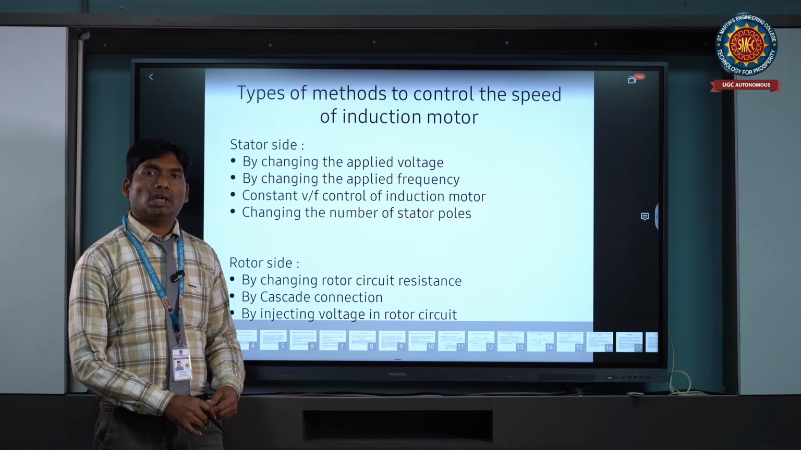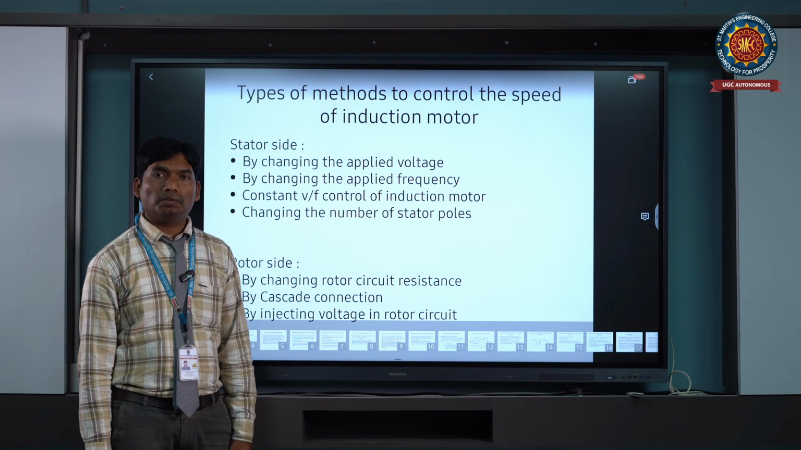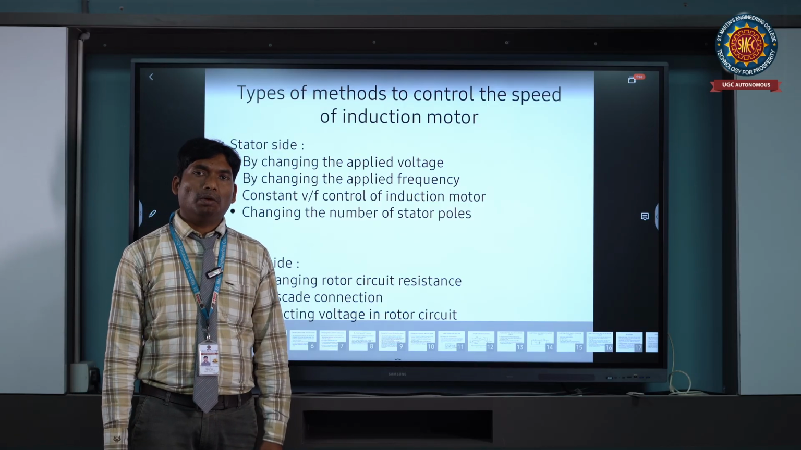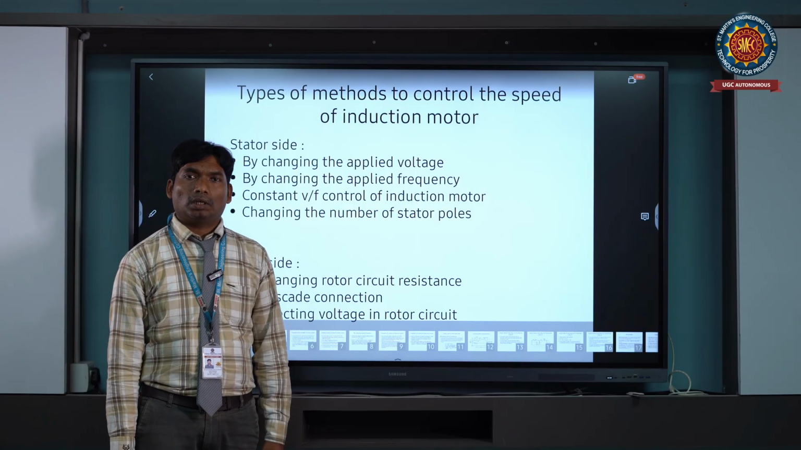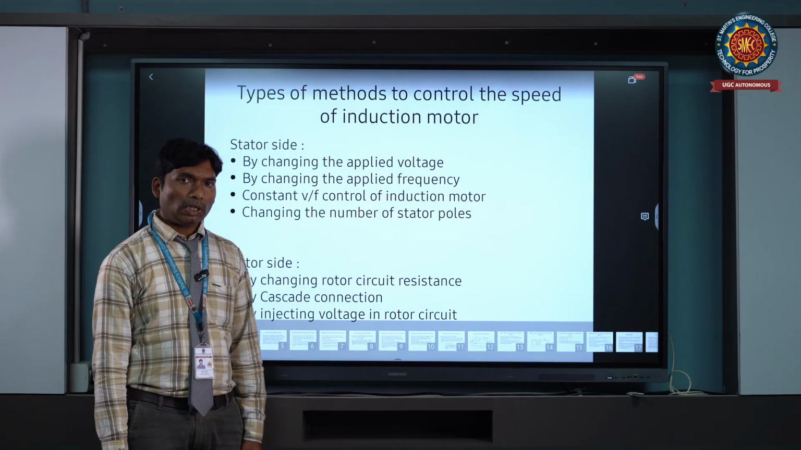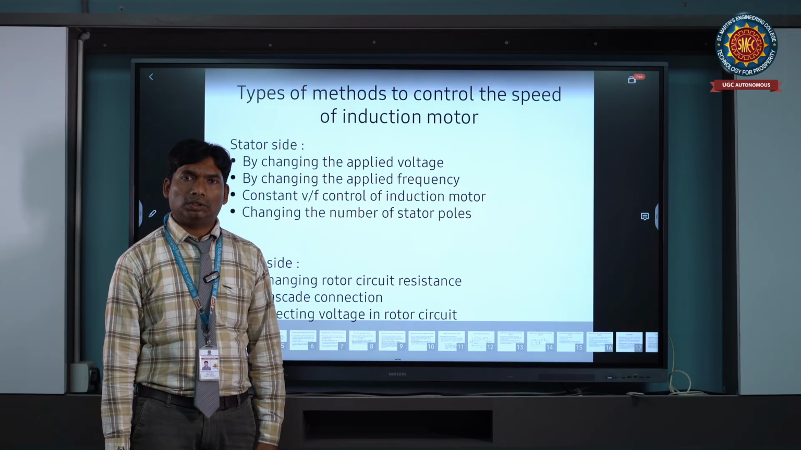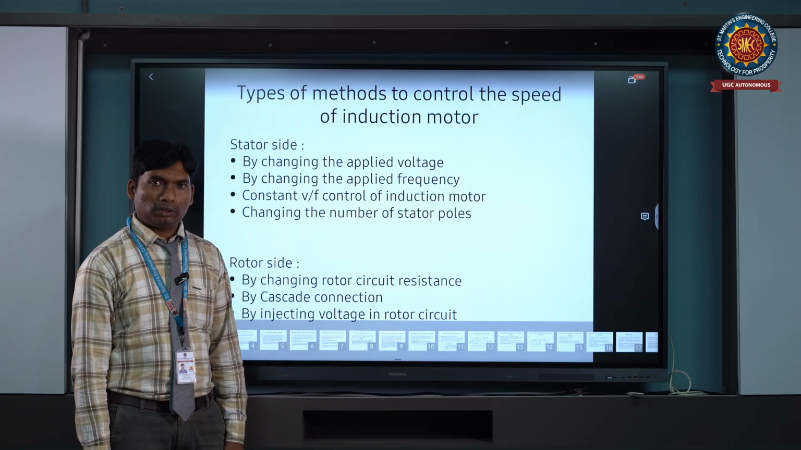Three-phase induction motor is also called a constant speed motor because the slip of the induction motor is very small, approximately less than 3%. Based on this, we can say the three-phase induction motor is a constant speed motor. It is essentially used for constant speed drive systems. But many industries require variable speed applications.